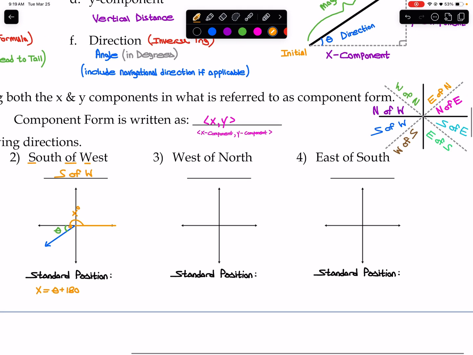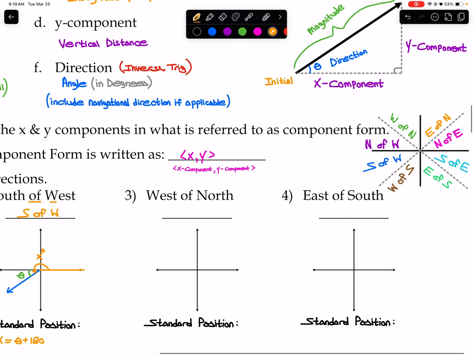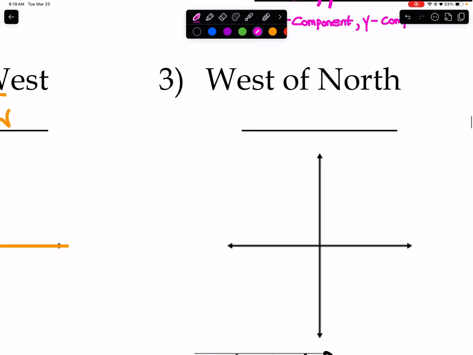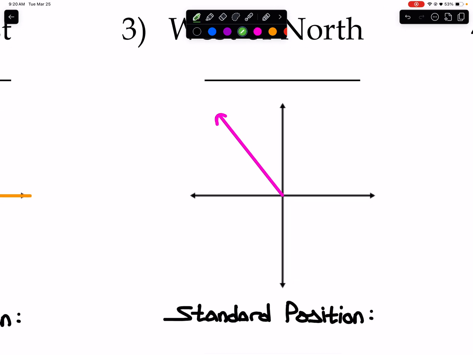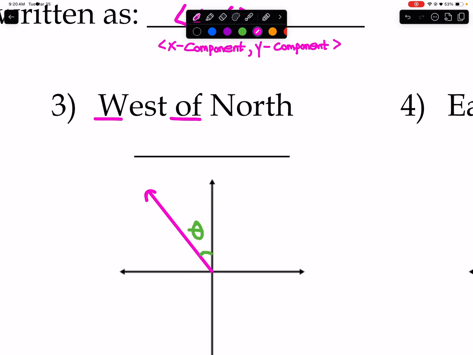Now I'm going to invite you to try 3 and 4 on your own. With number 3, I want to go west of north. So you're going to start going north. You start with whatever direction is second, and then you use the direction of the first word. So I'm going to go west, which is a little bit to the left. What that tells me is that my angle is going to be right here. I should start with writing it. We're going to abbreviate: W of N would be west of north.